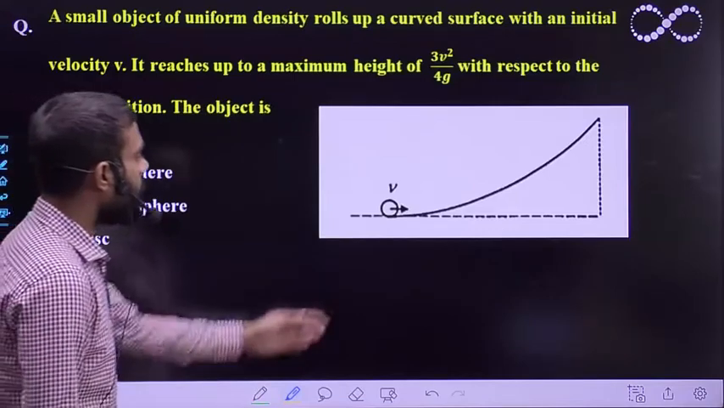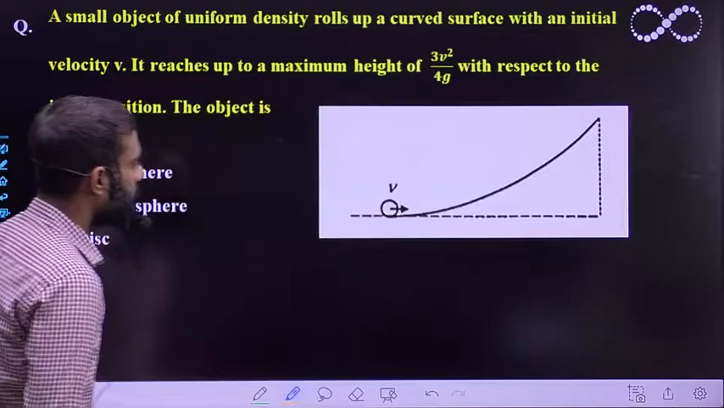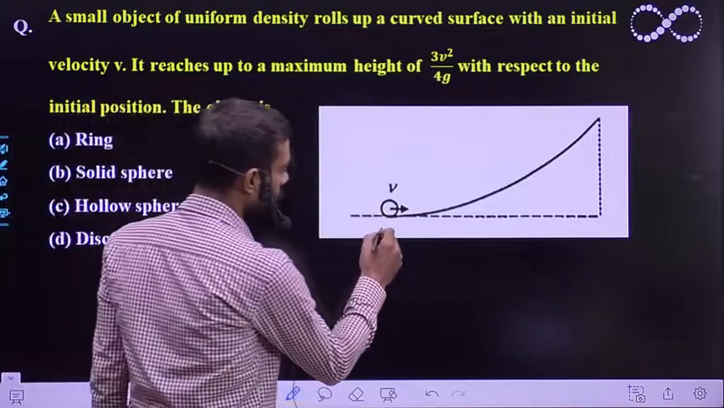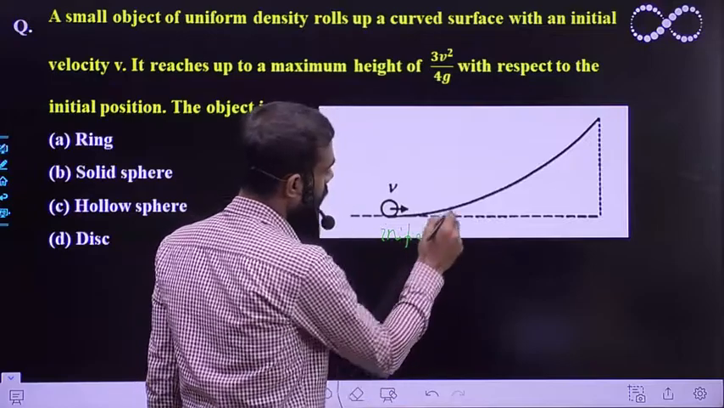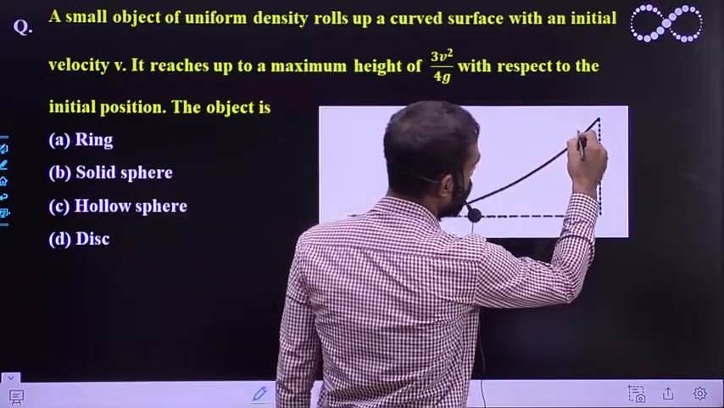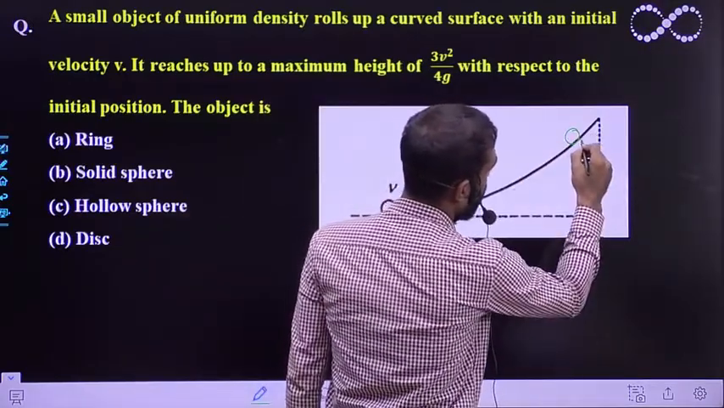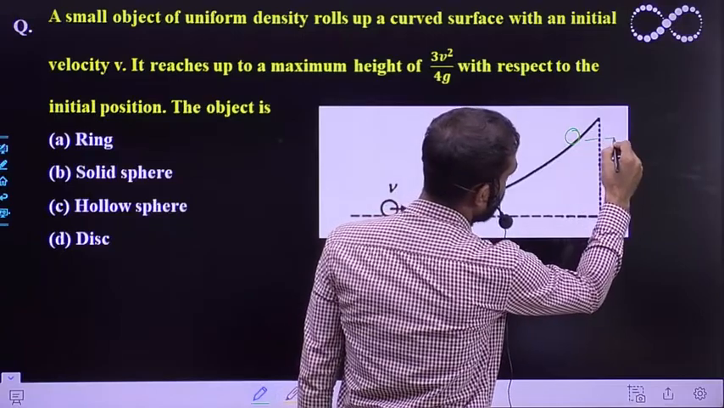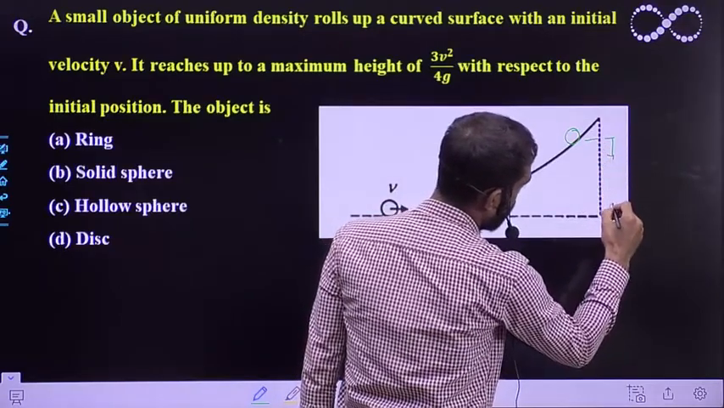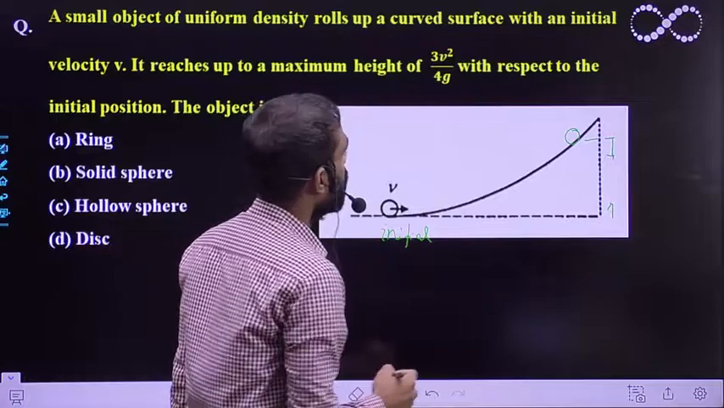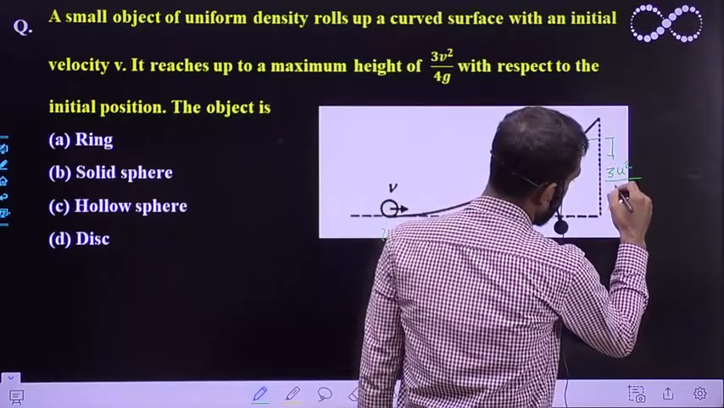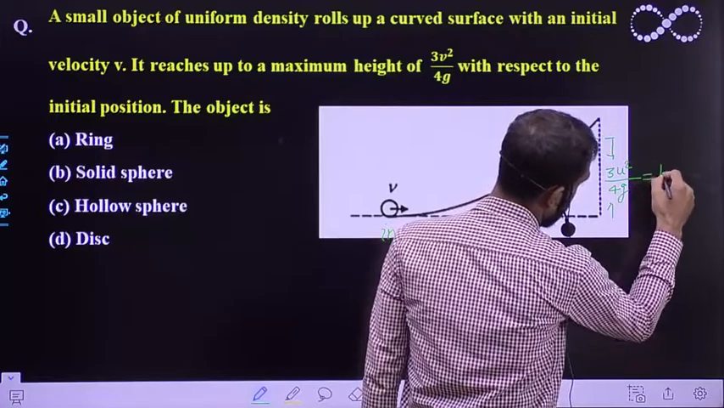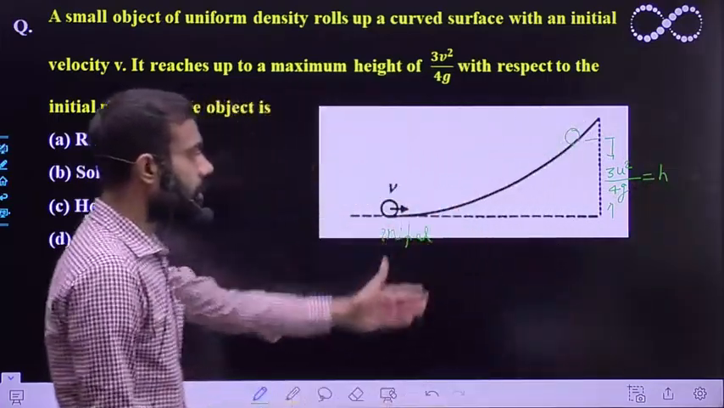So here we can conserve the energy. Let us take this as the initial position here, and after some time it goes up to here, let us suppose, and the height is given here. So let us say this height is given as 3v square upon 4g. This is the height, so I can conserve the energy.